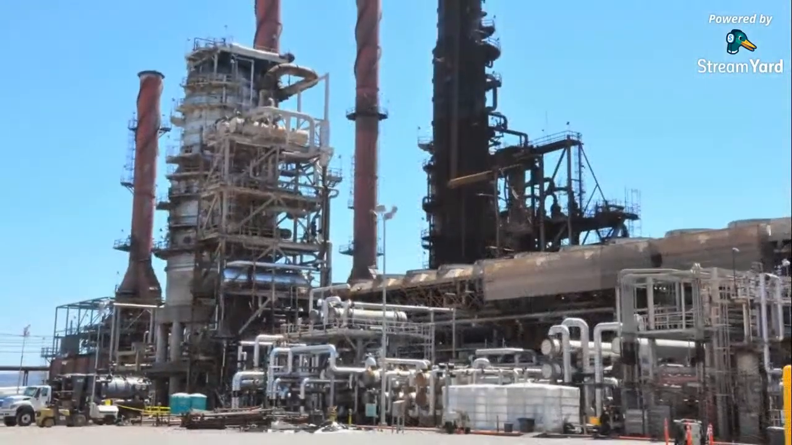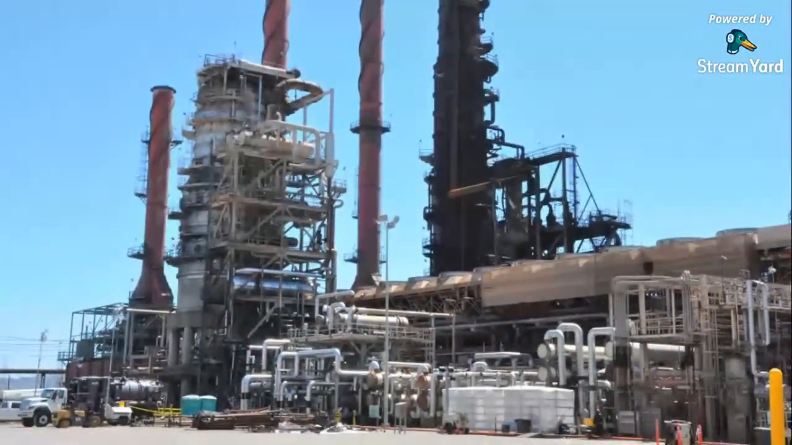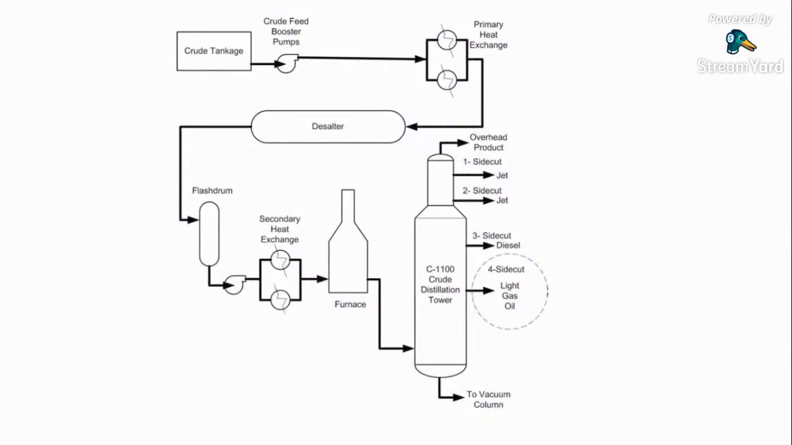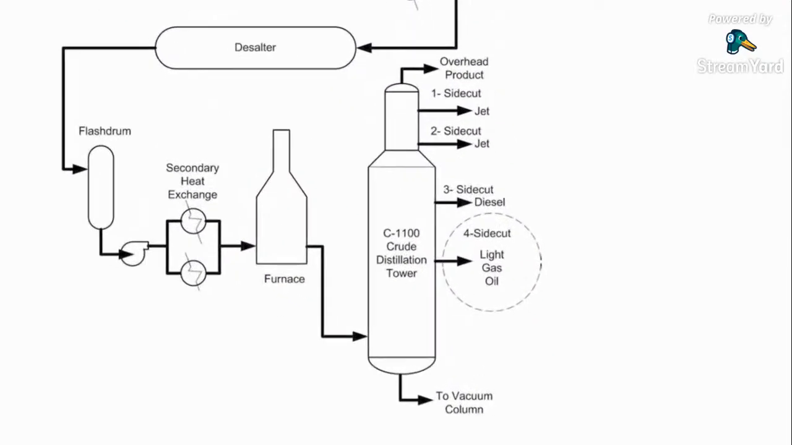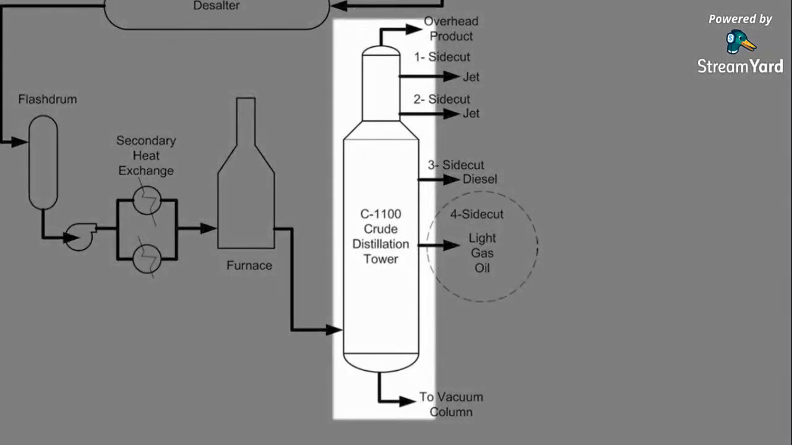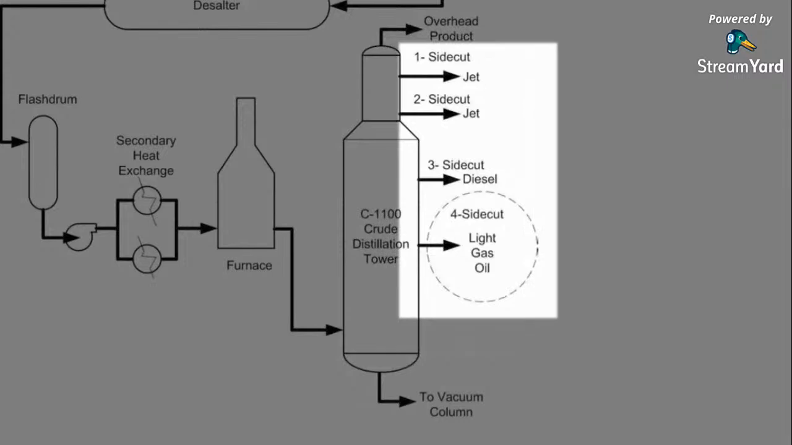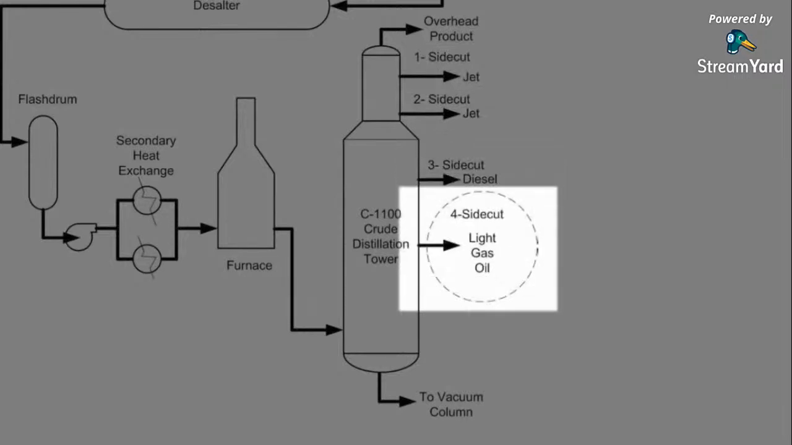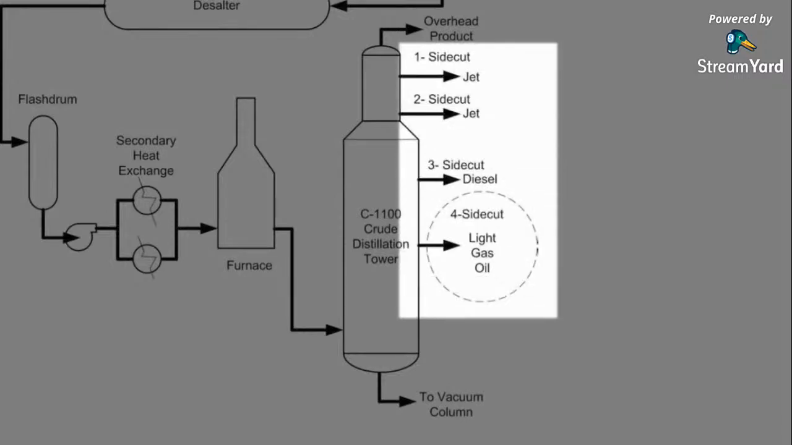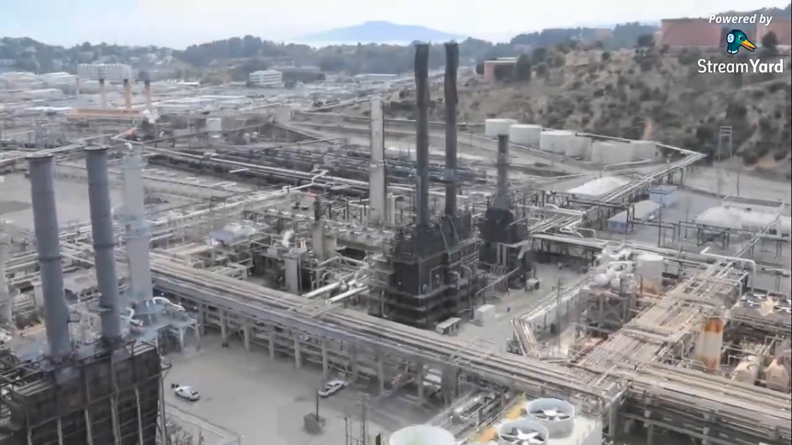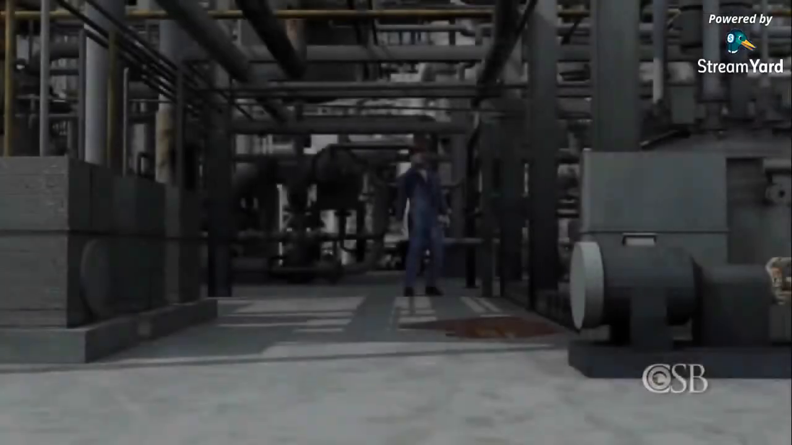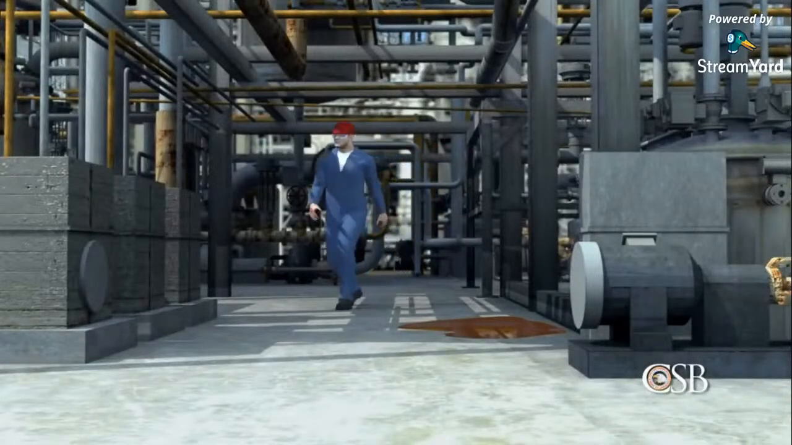The first step of the refining process takes place in the crude unit, where crude oil is cleaned and heated before entering the distillation tower. Inside the tower, the crude oil is boiled. The vapor then condenses into various liquid hydrocarbon fractions, or streams, including jet fuel, diesel, and gas oil. The different streams exit the distillation tower through separate pipes or side cuts that lead to other sections of the refinery. On August 6, 2012, the crude unit was operating normally.